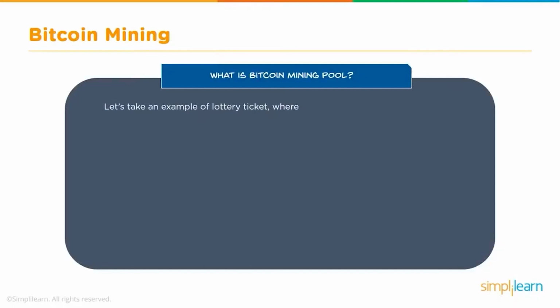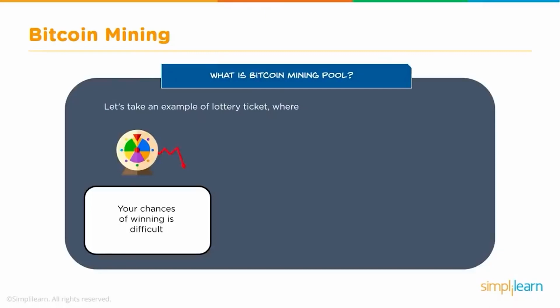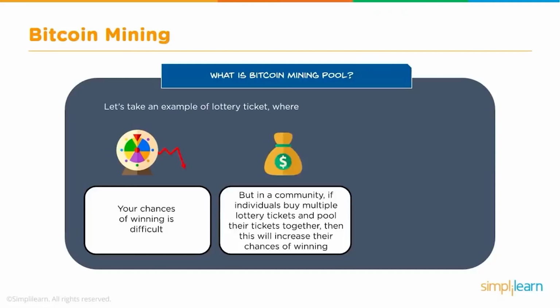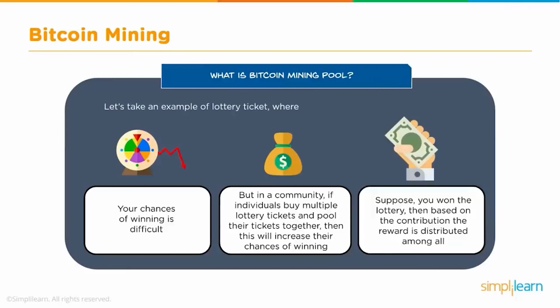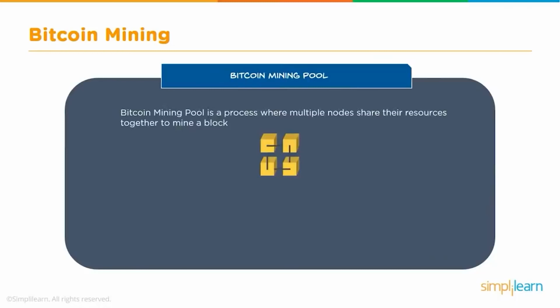So let's take an example of a lottery ticket where your chance of winning is low. We are talking about what a Bitcoin mining pool is. Your chances of winning the lottery are low, but in a community, if individuals buy multiple lottery tickets and pool their tickets together, then this will increase their probability and chances of winning. So suppose you won the lottery, then based on the contribution, the reward is distributed amongst all the participants. A Bitcoin mining pool is a similar thing.